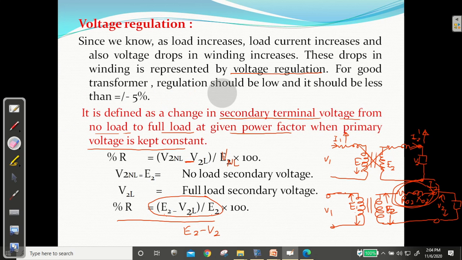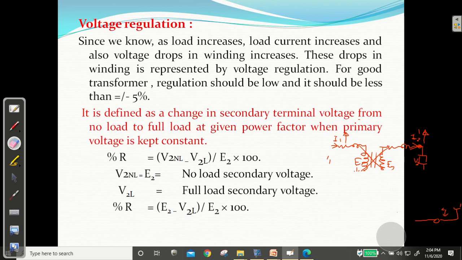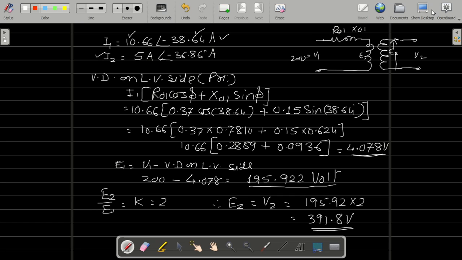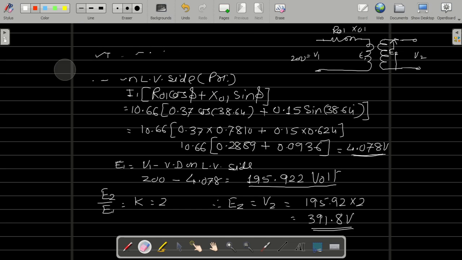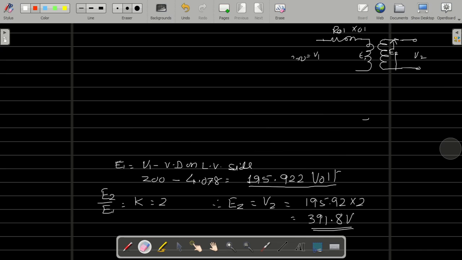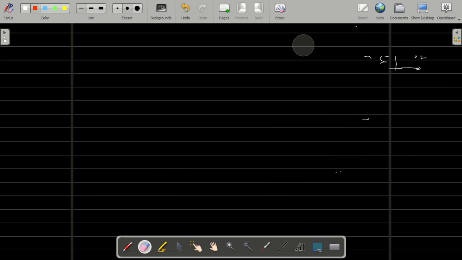Now, how to find the regulation for different types of load condition, we are going to discuss. I am going to draw the vector diagram also. So here we'll discuss how to find the regulation. Okay, we have three conditions. You can find the voltage regulation. This is the secondary side. I'm not going to discuss the primary side.